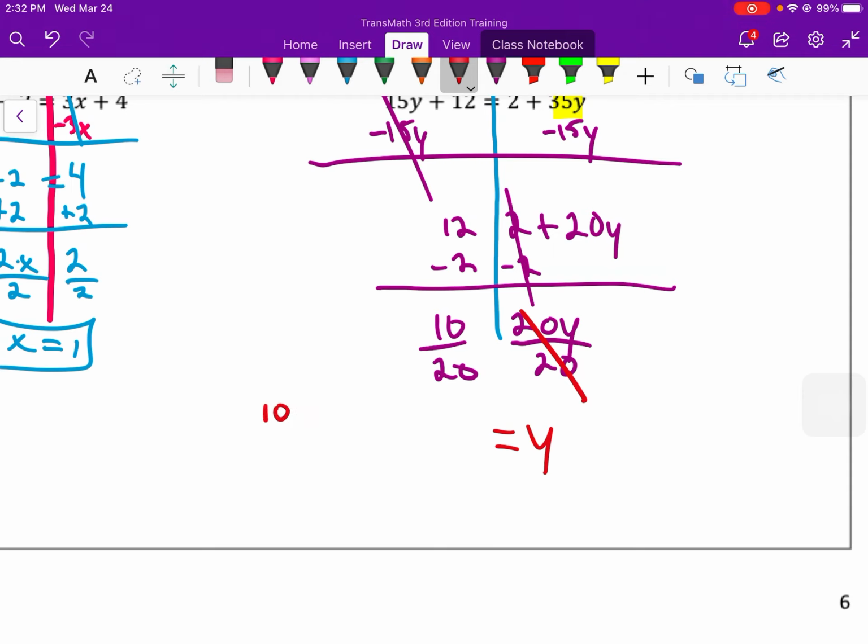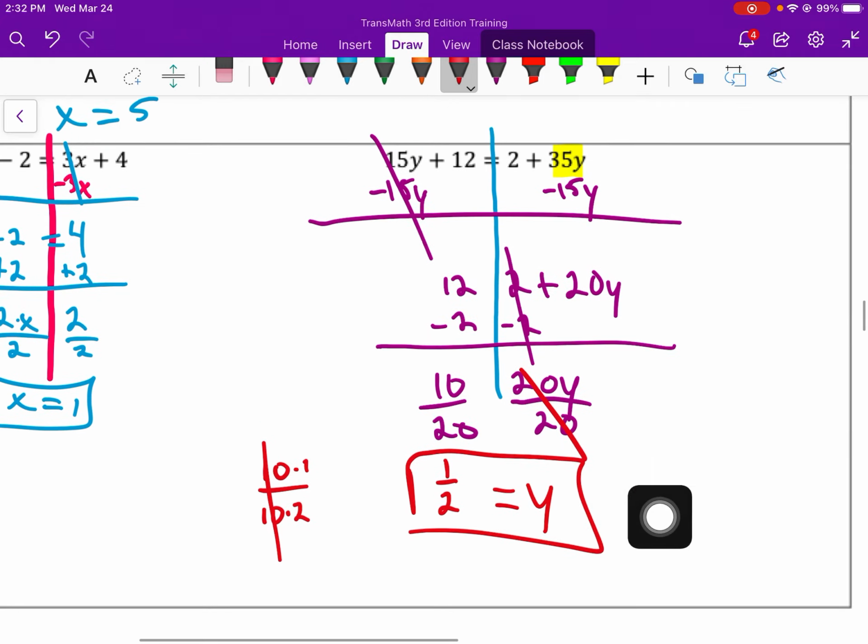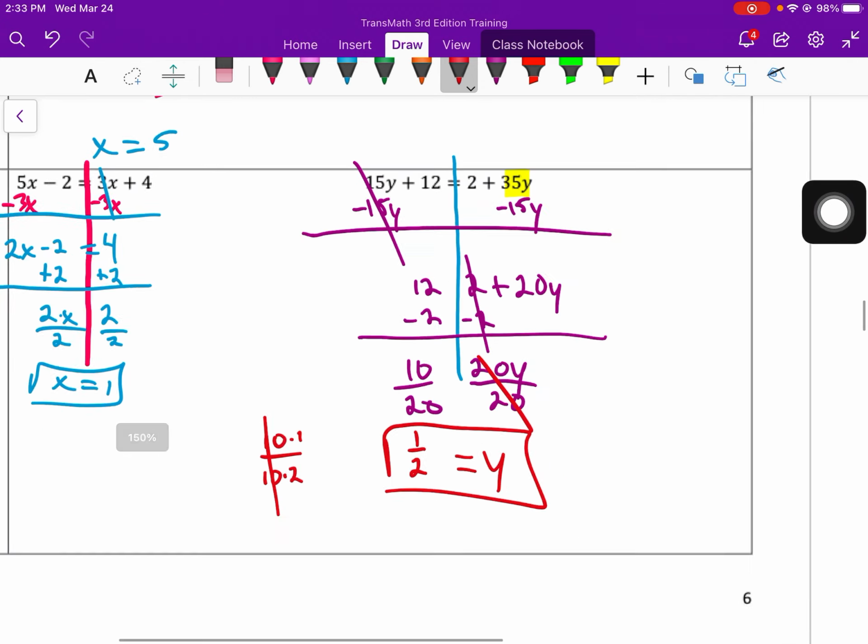That fraction can be simplified to 10 divided by, we could do 10 times 2. So we see that 10 over 10 is 1, so we're left with one half. Again, you can substitute it back in, and you'll see that both sides of the equality are equal.